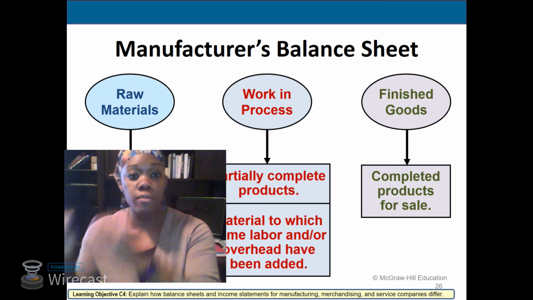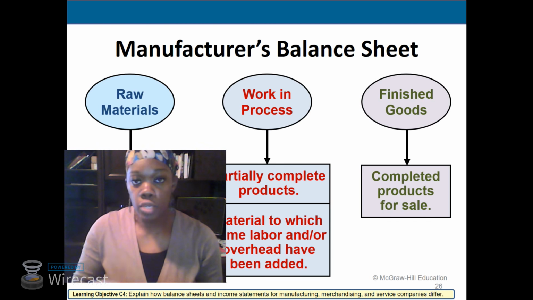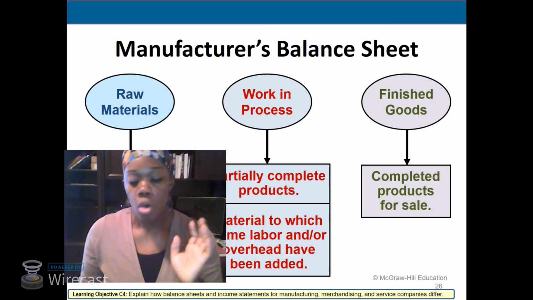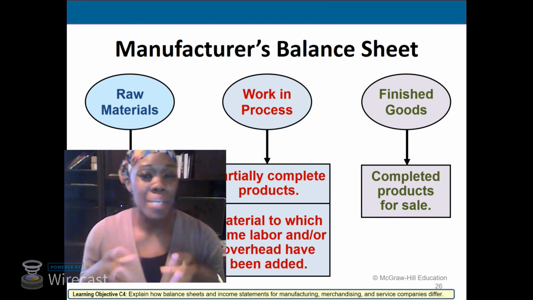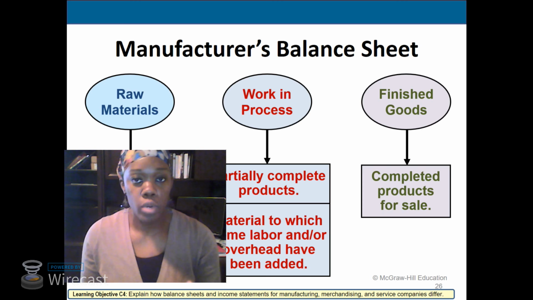We're slowly converting them into work in process, which means we've combined some of those ingredients. So we've put our flour into the bowl, we've put our milk into the bowl, we've put our eggs, we've put our butter into the bowl, but it's not a cupcake yet, right? Nobody can eat that. We can't sell that.